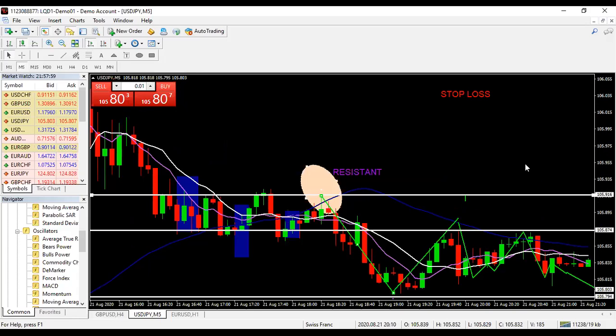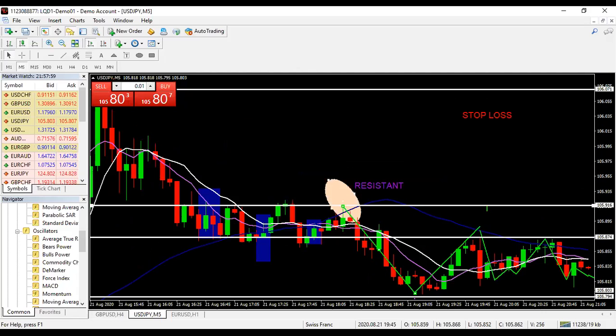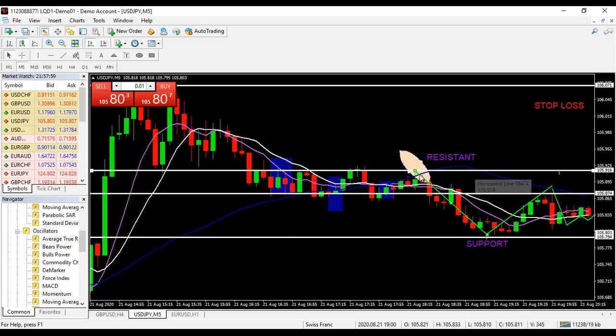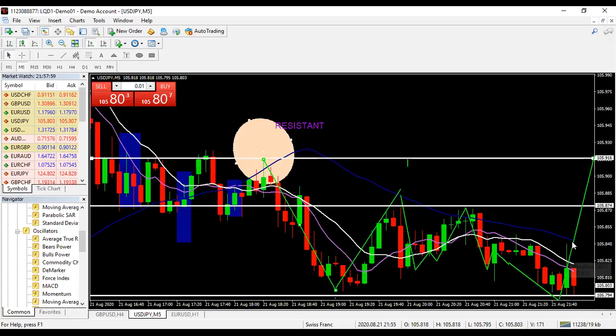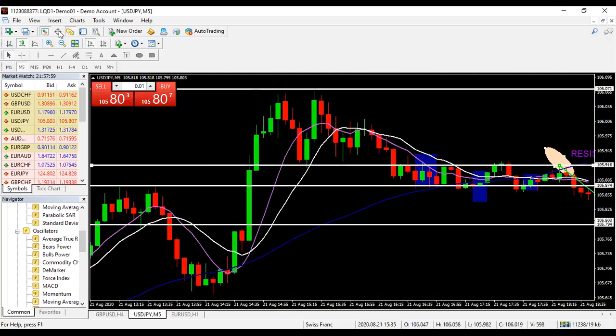So here, the resistance can also be support. So this area can turn from being a resistance to a support. And what I'm saying is it could break through and go all the way back up to this time frame here, the higher high.